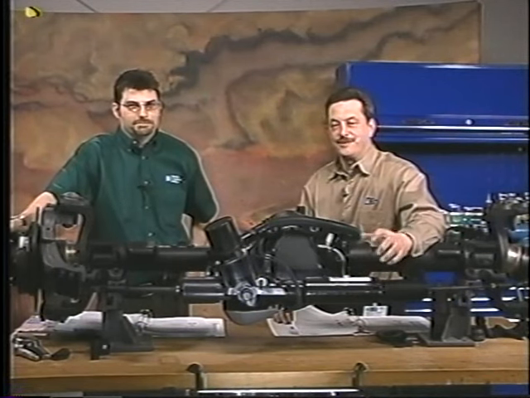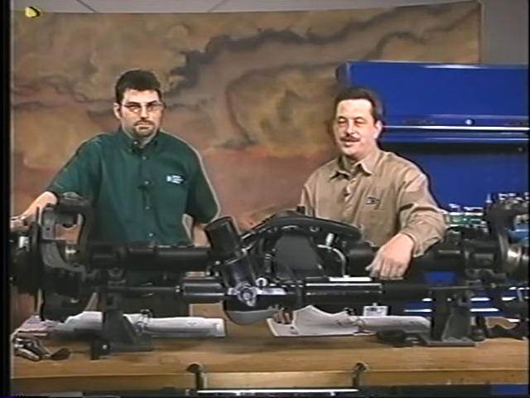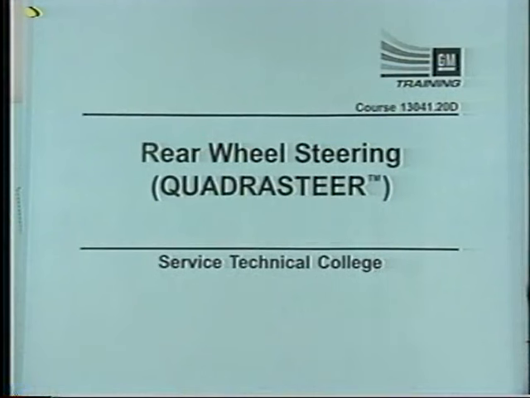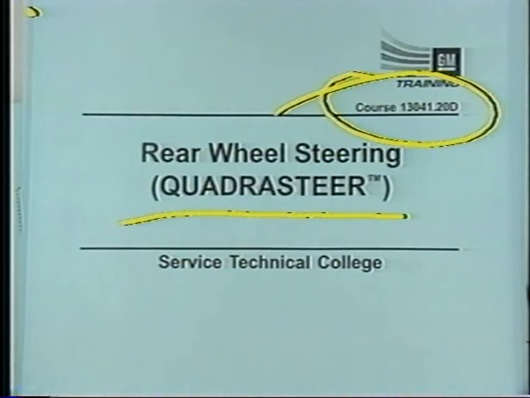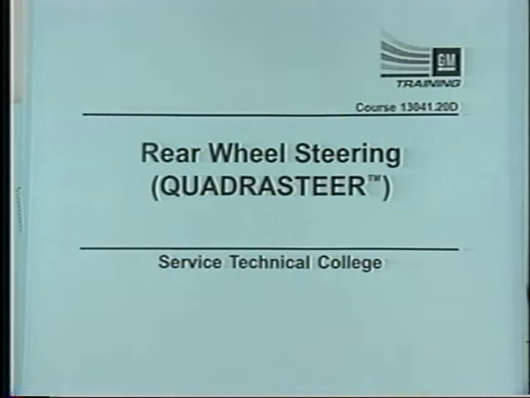Now, tell you what, first things first, what you need to have. You have a participant guide. It can help you quite a bit here. There it is, rear wheel steering for Quadrasteer. You can also see our course number in the corner there, 3041.20D. It can definitely help guide you as you follow along where I broadcast.